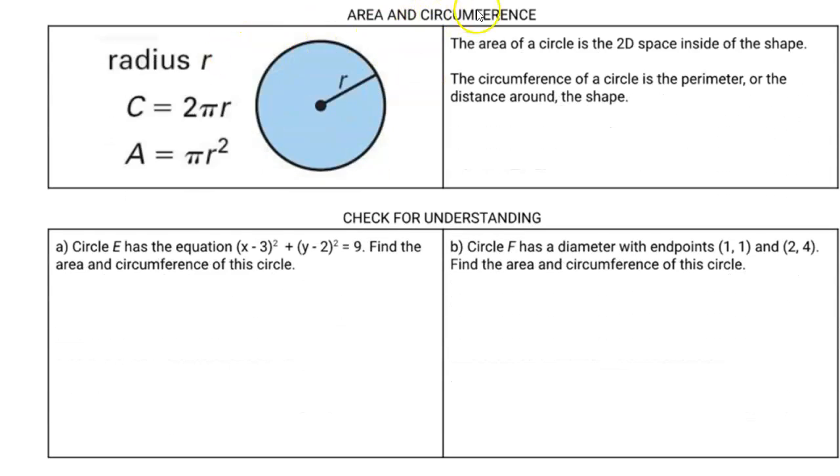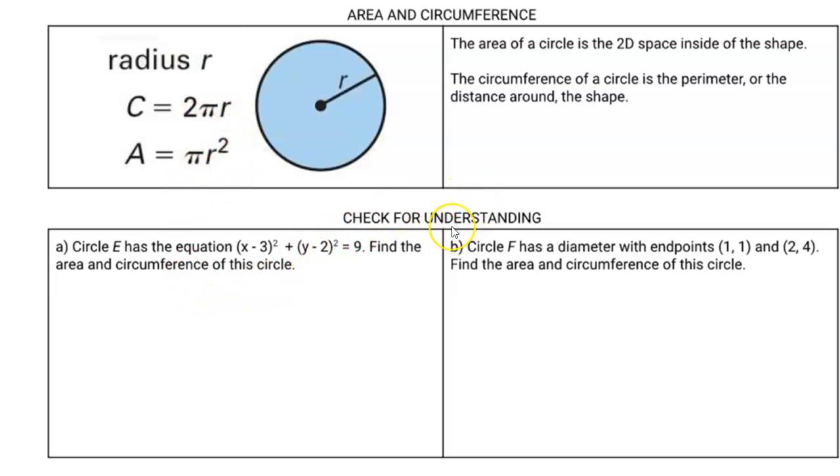You know that the area and the circumference of a circle are the 2D space inside of the shape for the area, and the perimeter or the distance around the shape for the circumference. Both of these equations use the same variable. They use the radius r, 2 pi r and pi r squared. So if you know the radius, which is r, you can find the circumference and the area just by substituting it into both of these equations.